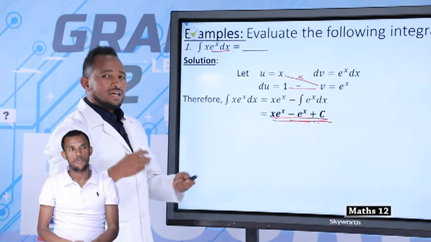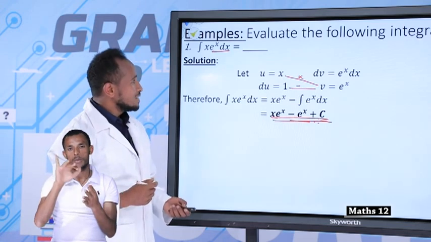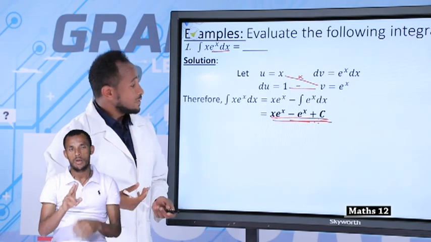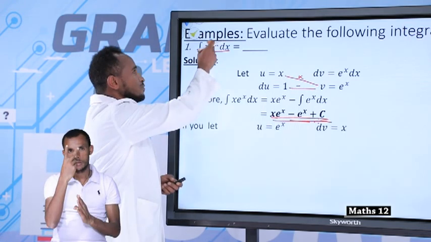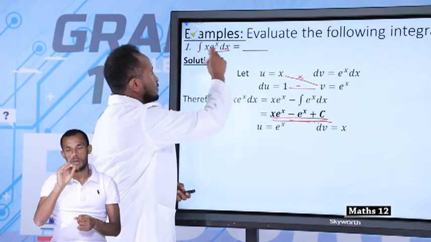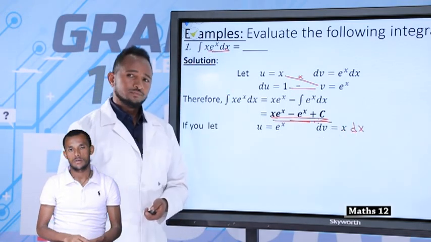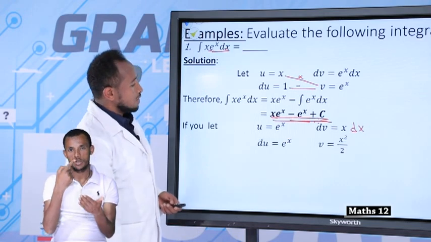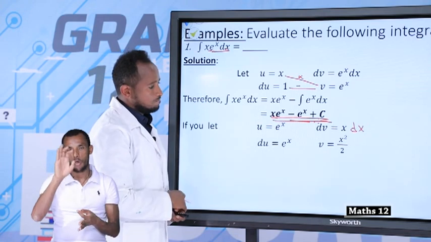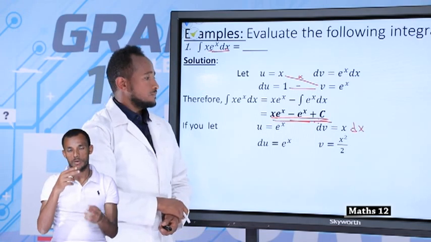Now, let's try to evaluate this expression by changing the values of u and dv. Let's assume u to be the other one, e raised to x, and dv to be x times dx. So from this, you will have this one. The derivative of this expression, du, is e raised to x itself. We have dv here, x times dx.